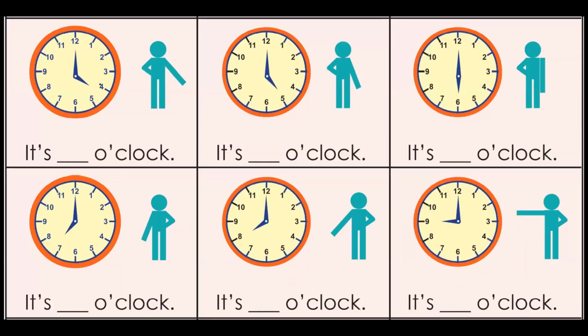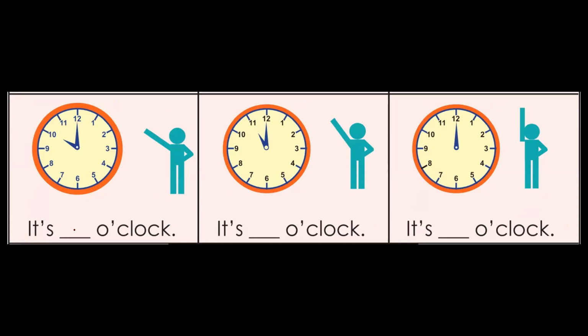Let's look at more. What time is it? Very good. It's 4 o'clock. What time is it? Perfect. It's 5 o'clock. What time is it? Perfect. It's 6 o'clock. What time is it? Excellent. It's 7 o'clock. What time is it? It's 8 o'clock. What time is it? It's 9 o'clock. Very good. Now we're going to go on to the next one. What time is it? It's 10 o'clock. What time is it? It's 11 o'clock. What time is it? It's 12 o'clock. Perfect.